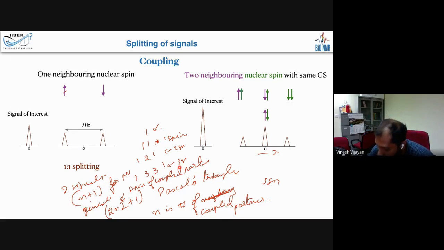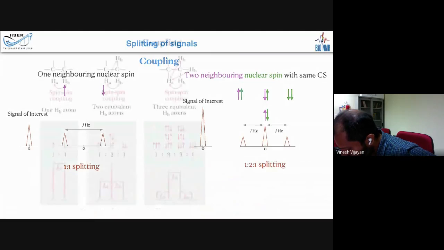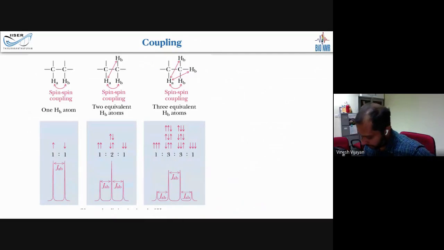If you have 3 coupled partners, you will get 4 peaks, and the intensity ratio is 1:3:3:1, and it follows the Pascal's triangle. I hope that is clear. You can see the spin states. Here there is only one way of having all 3 up and one way of having all 3 down, but there are 3 ways of doing 2 up and 1 down, and 1 up and 2 down. So 1:3:3:1. They all have different energies.